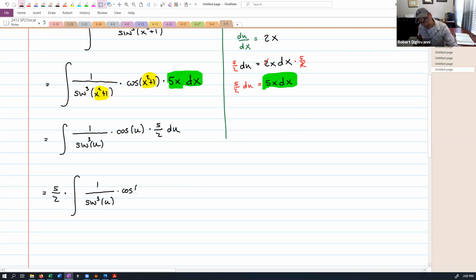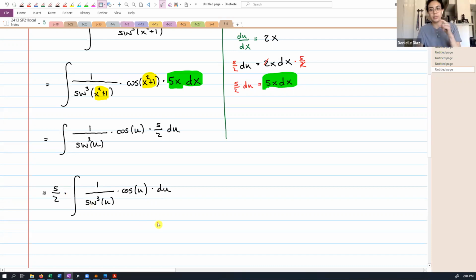Because when it comes to taking antiderivatives, just like derivatives, constants like 5 halves can come out and just be multiplied at the end. So they just can come for the ride. So I'm taking that 5 halves, I'm putting it in front of the integral sign with the multiplication. Does that seem reasonable to you that I can do that? Yeah? Just bring it all the way through till the end.